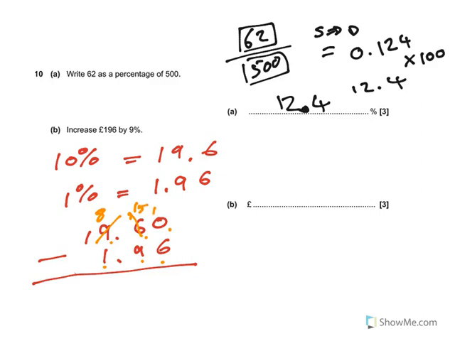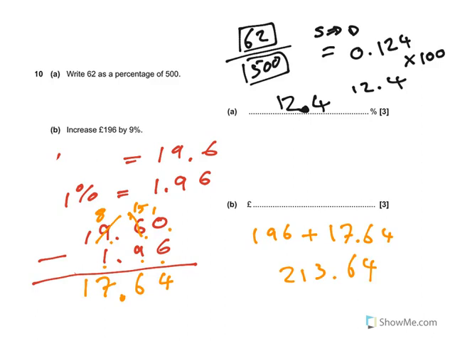10 take away 6 gives us 4. 15 take away 9 gives us 6. And 8 take away 1 gives us 7. And then we have 1 take away nothing, which gives us 17.64 as an answer. But remember, again, it's an addition, so it's 196 plus 17.64, and that is 213.64. So that's another method.